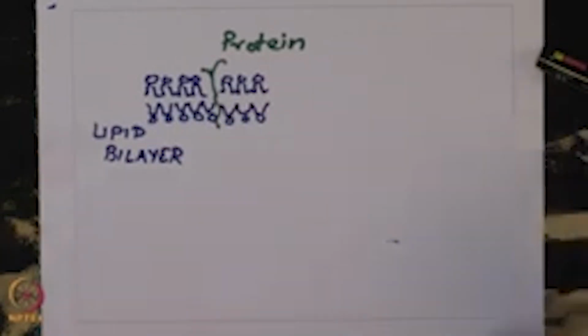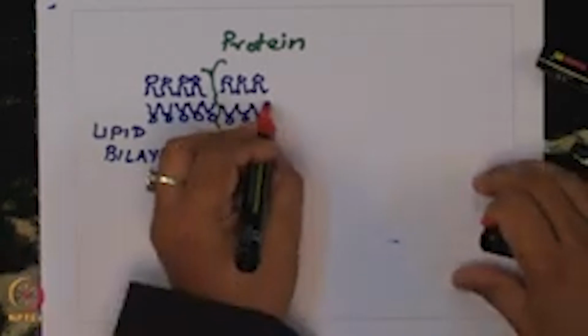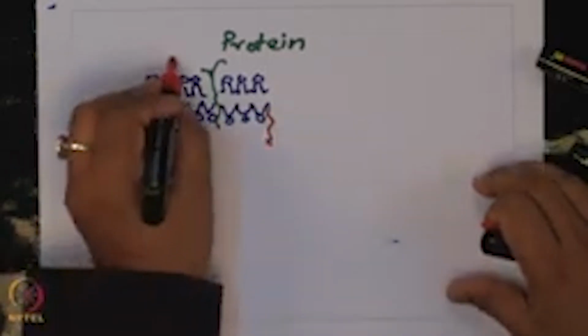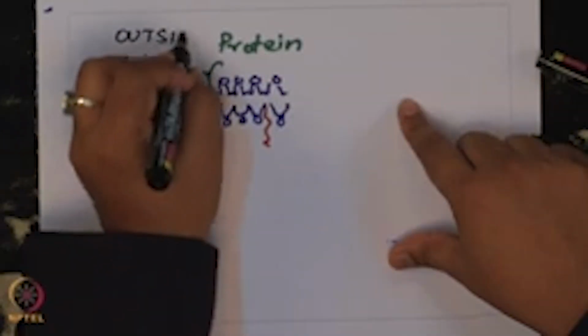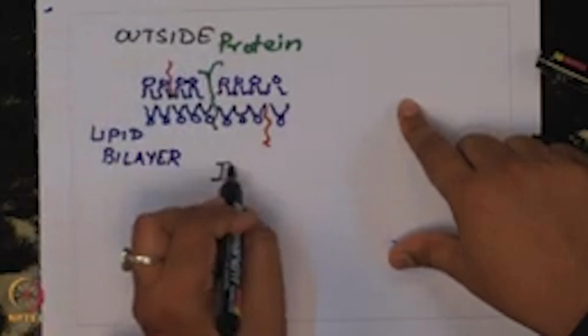Okay. So, there might be some proteins. Okay. So, what you see, I have drawn 3 different proteins. One green protein which spans the entire lipid bilayer. So, this is my outside and this is the inside.